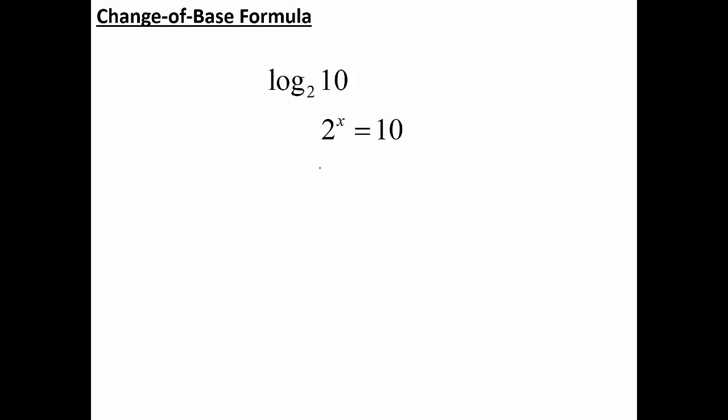It's not going to be a whole number because, of course, 2 to the third would be 8 and 2 to the fourth would be 16. So I know it's somewhere between 3 and 4. But it's not exactly 3, it's not exactly 4. So then we go through the process of rewriting both sides with a common base.